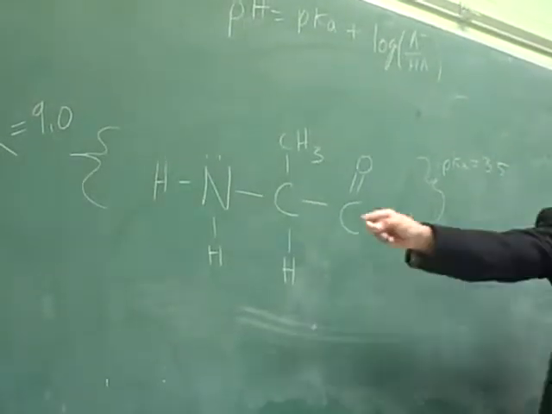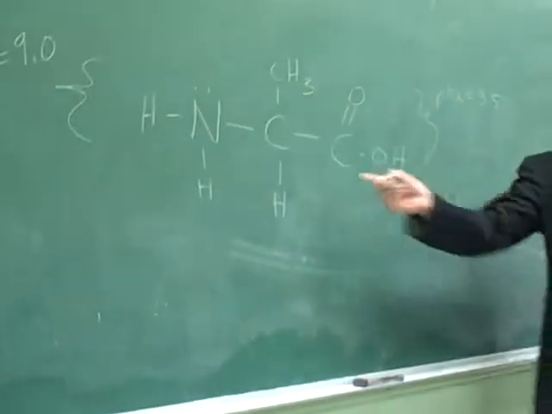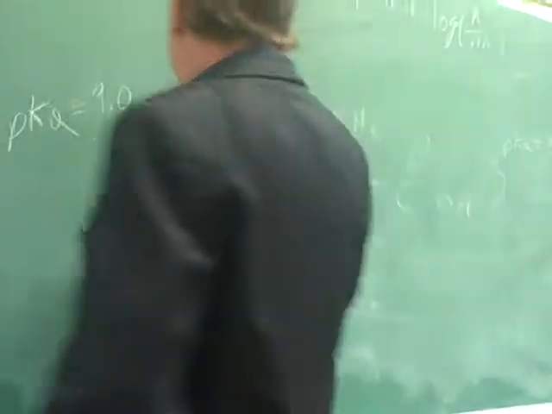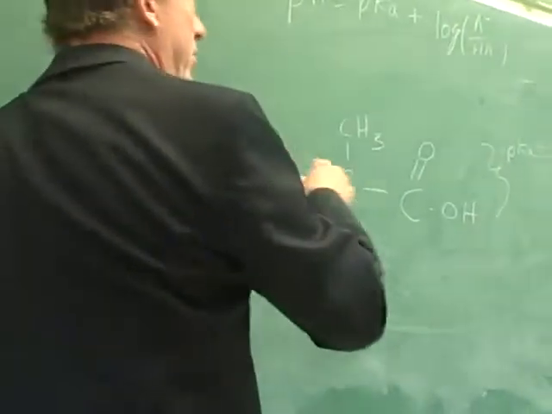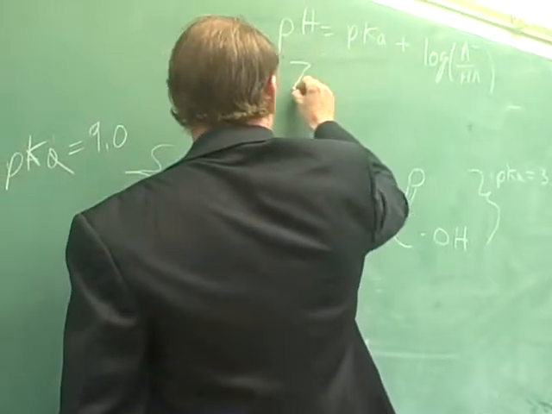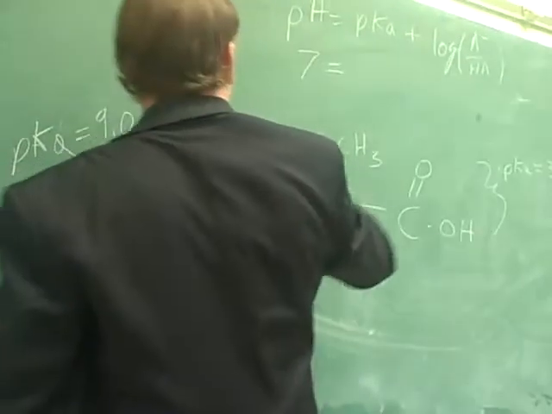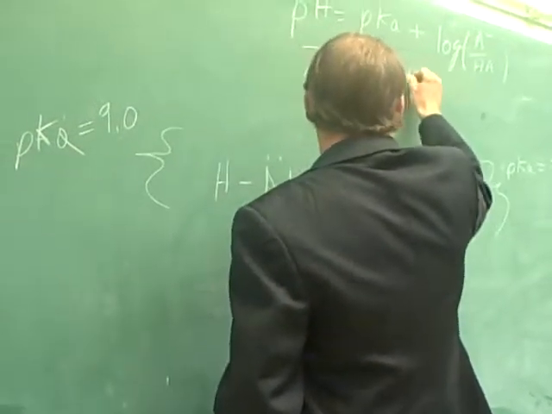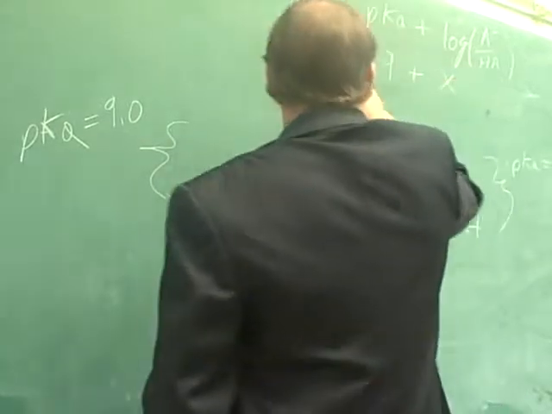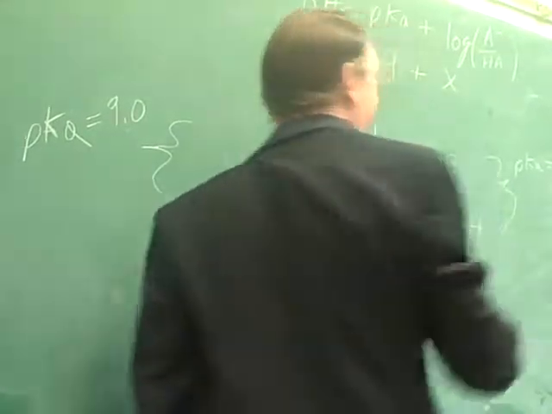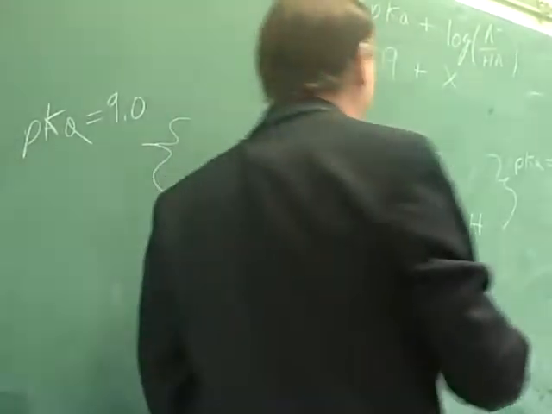So, do we want to work on the left side first or the right side first? Left. Okay, we'll work on the left side first. pKa is 9. We want to look at this at pH 7, right? So pH equals 7, the pKa equals 9. So 7 equals 9 plus x. What does x have to equal? -2.